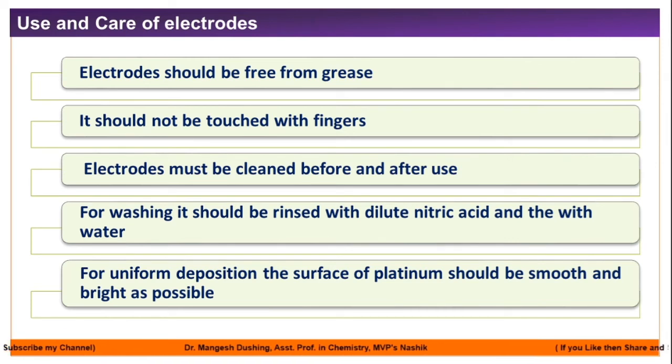For washing, it should be rinsed with dilute nitric acid, which is an oxidizing agent also. So for washing, use dilute nitric acid and then wash with water. Sometimes we have to boil these electrodes with concentrated nitric acid for 4 to 5 minutes, then wash with water. For uniform deposition, the surface of the platinum should be as smooth and bright as possible.